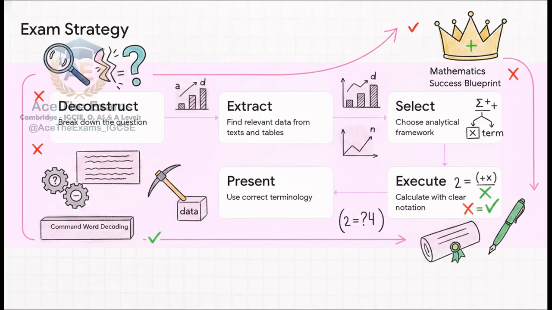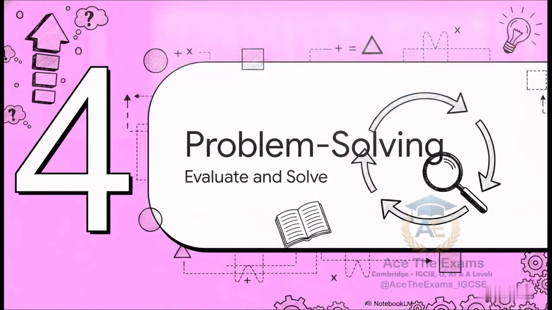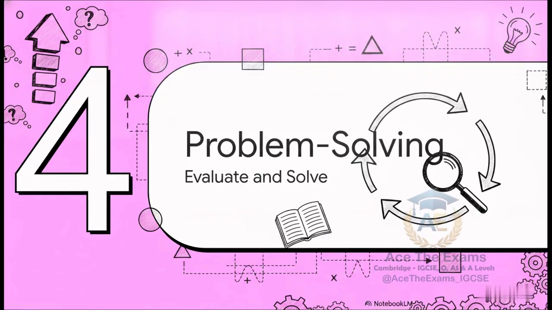This right here is the mathematics success blueprint. When students like Alex and Sam finally start applying these exact 5 steps, you can literally watch those red pen marks transform into green check marks. All right, section 4, the deconstruct, solve, evaluate method. This is how we push your answers from standard to advanced.